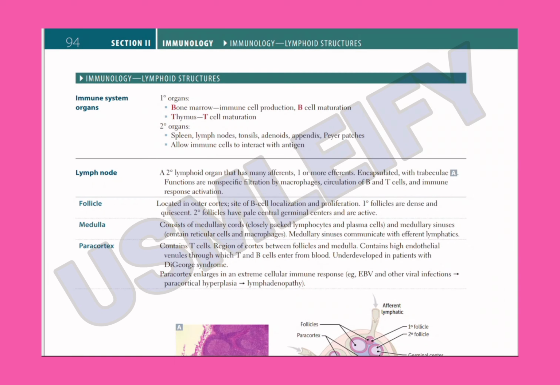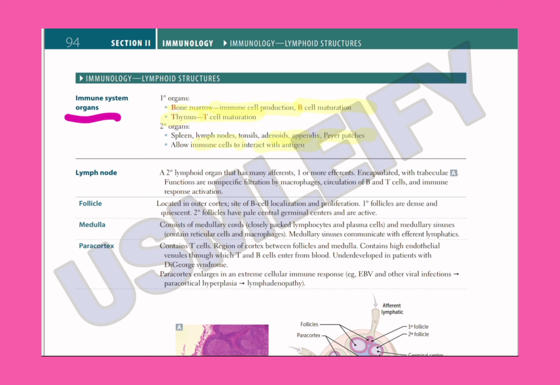Starting with immunology. In immunology, you have lymphoid structures and immune system organs. Primary immune system organs are the bone marrow, which is involved in B cell maturation and immune cell production, and the thymus, which is involved in T cell maturation. Secondary organs are the spleen, lymph nodes, tonsils, adenoids, appendix, and Peyer's patches. They allow immune cells to interact with the antigen.